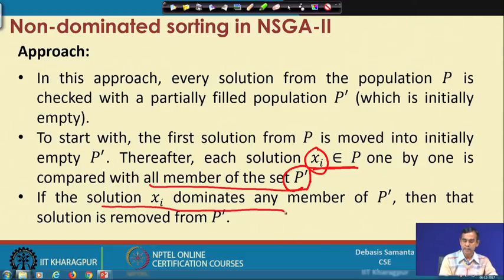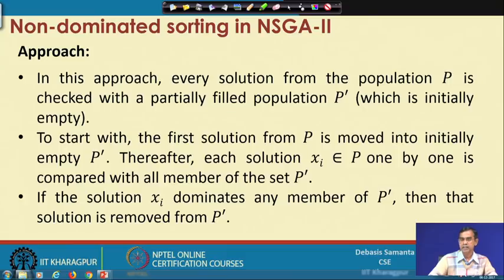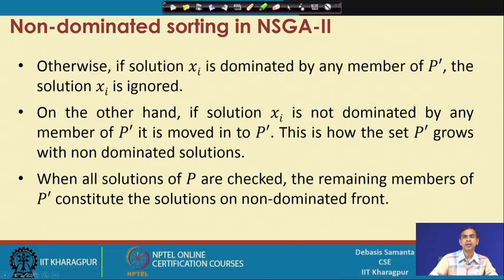If xi dominates any member of P dash, then that solution is removed from P dash, because P dash should contain all solutions which are not dominated by any other solution. That is why P dash should be a non-domination front. So it is removed there, and the same procedure is repeated for all other solutions one by one, and then P dash will be gradually filled, and P dash contains all the solutions in the non-domination front. So this is the idea.